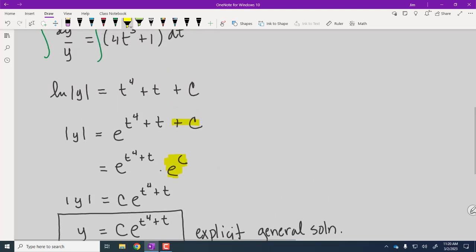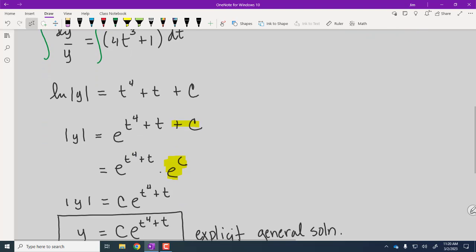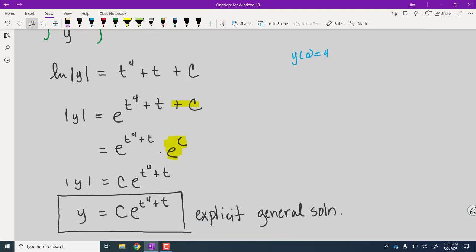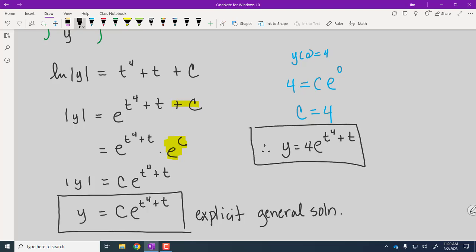So now we have our initial value to deal with. So y of 0 is 4. So let's come over here. Y of 0 is 4. So we're going to plug 4 in for the y. We're going to plug in 0 for the t. E to the 0 is 1, so we get that our constant is 4. So therefore, we are going to have y equals 4e to the t to the 4th plus t. So that will be the particular explicit solution.